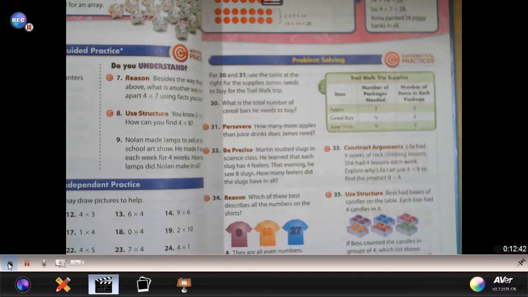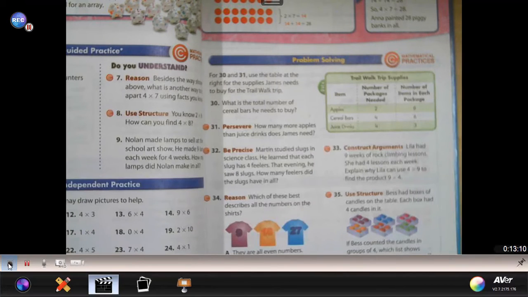Now, that's just one way to explain it. There's other ways to explain it, but you need to have some way of proving or giving evidence to how you found your answer. 33 says, Lila had 9 weeks of rock climbing lessons. She had 4 lessons each week. Explain why Lila can use 4 times 9 to find the product of 9 times 4.